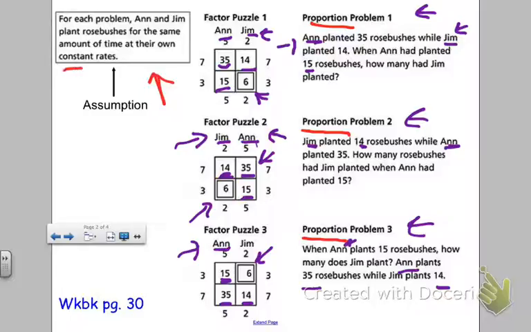We're also assuming that they each have their own constant rates. We are assuming that the amount of rose bushes that Anne plants is going to be the same no matter what the amount of time is. That she's going to plant the same amount of rose bushes every hour or the same amount of rose bushes every day. And the same thing for Jim. We're assuming that the rates that they plant their rose bushes are constant. Otherwise, you wouldn't have equivalent ratios. You wouldn't have a proportion problem.